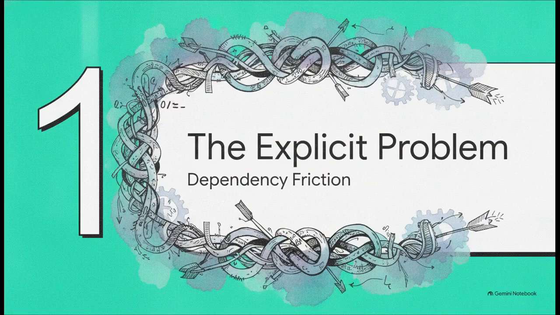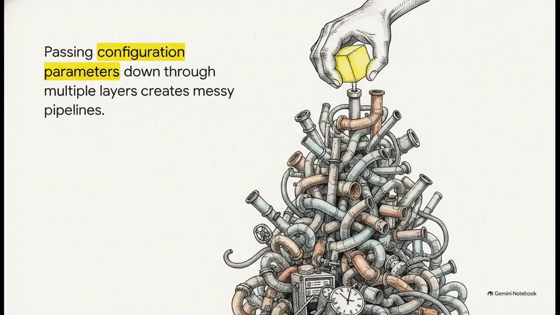So let's jump right into Section 1, the explicit dependency problem. Before we can appreciate Ing's solution, we have to understand the massive friction developers hit when writing the main pipeline for a ton of different functions. It's this very specific kind of pain that sneaks up on you as your app gets more complex.